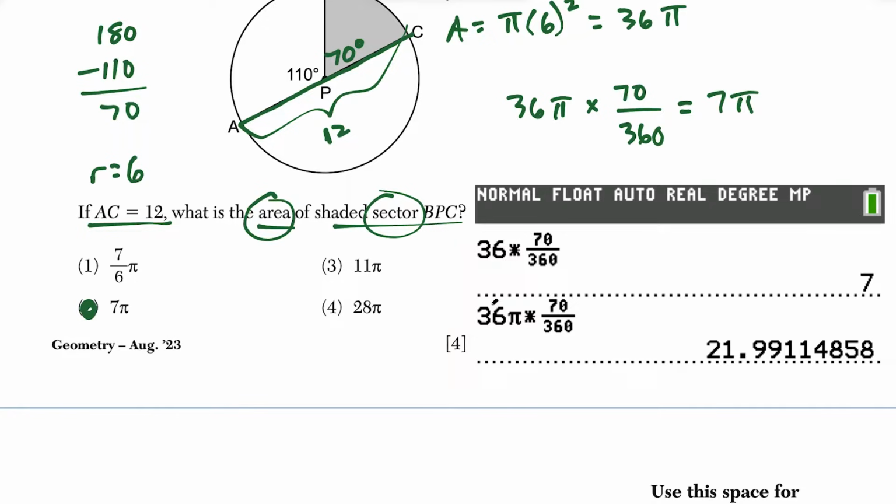Now just note, if you did write your solution this way in the calculator, what you could do is type in every answer choice and see which one gives you a decimal that matches this decimal here. And if you wanted to do this by hand, you could do 360 divided by 36 is 10. So these two would cancel out and we would turn this into a 10. And then 70 divided by 10 is 7. And then 7 times pi is 7 pi. So either way, we're going to get choice 2.